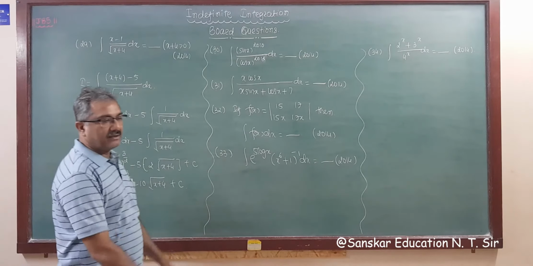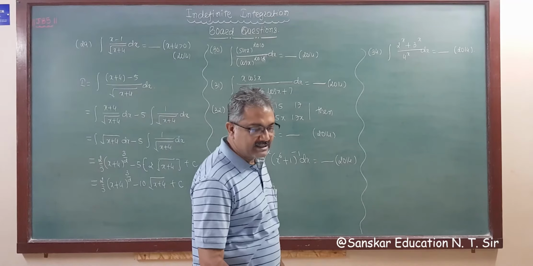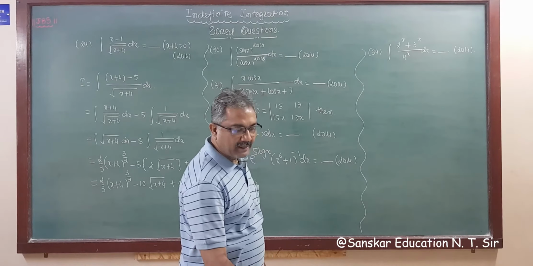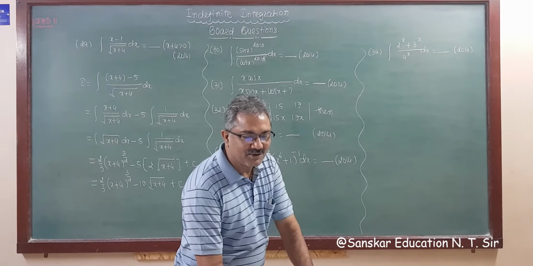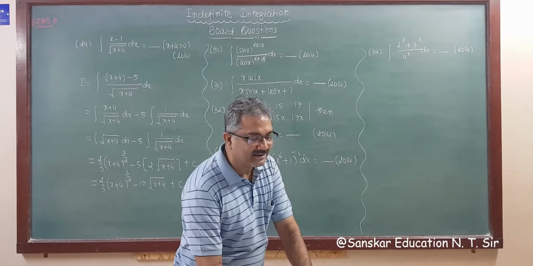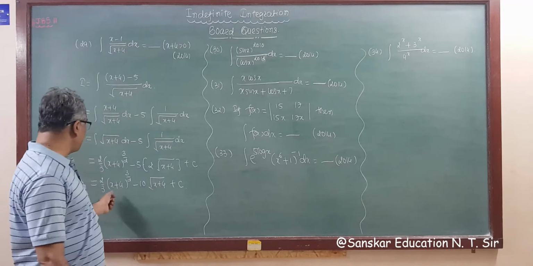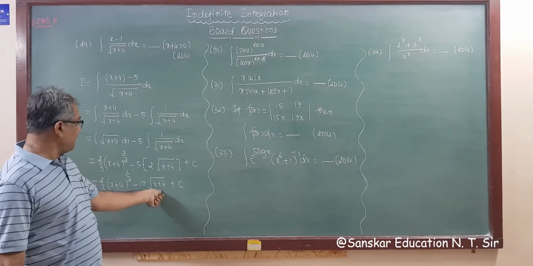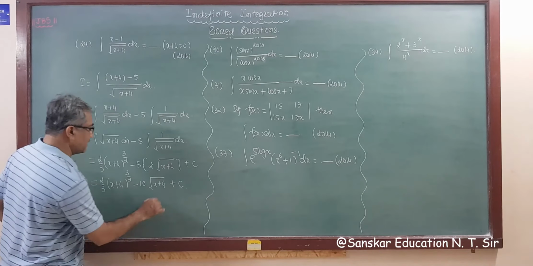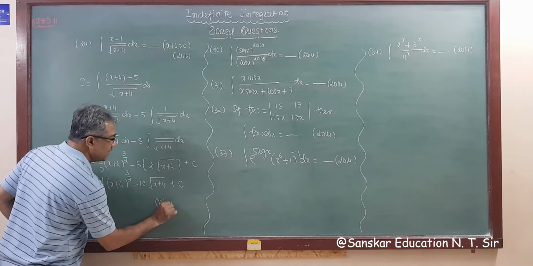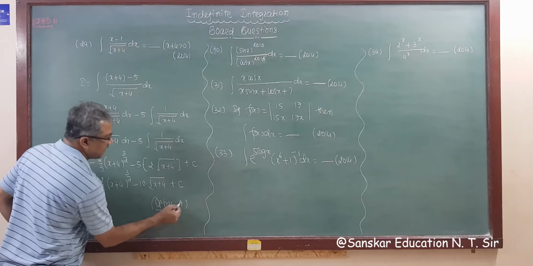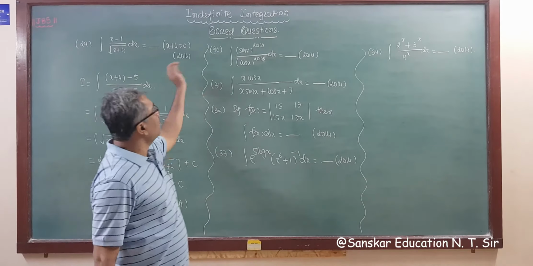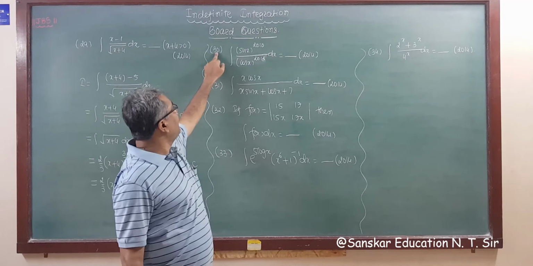So your answer of this question is, where is the question? I don't have the options. 2 by 3 x plus 4 raised to 3 by 2 minus 10 times root x plus 4, that is option A is your correct answer. So option A is your correct answer. Right? Now this is question number 30.